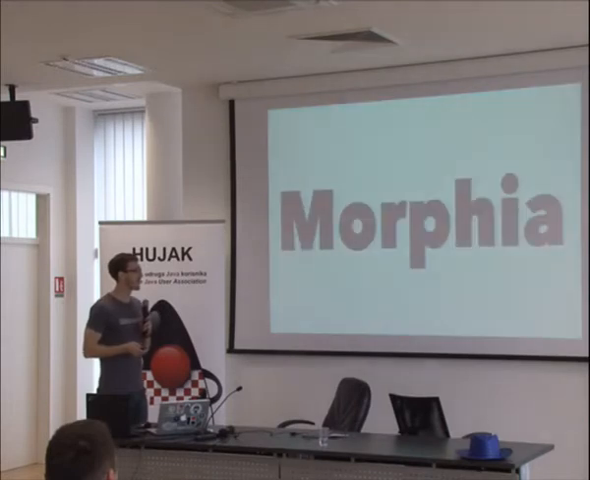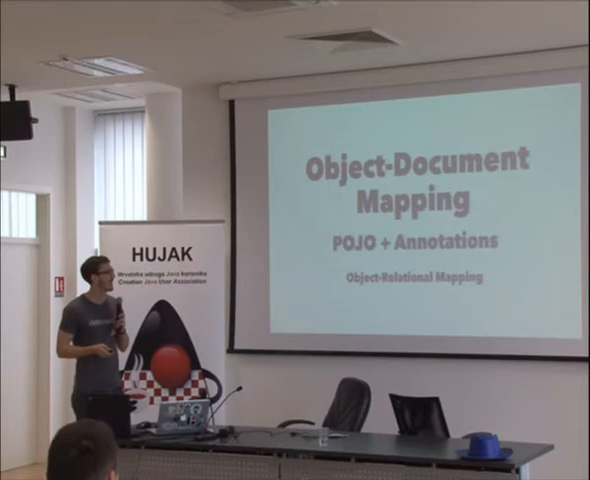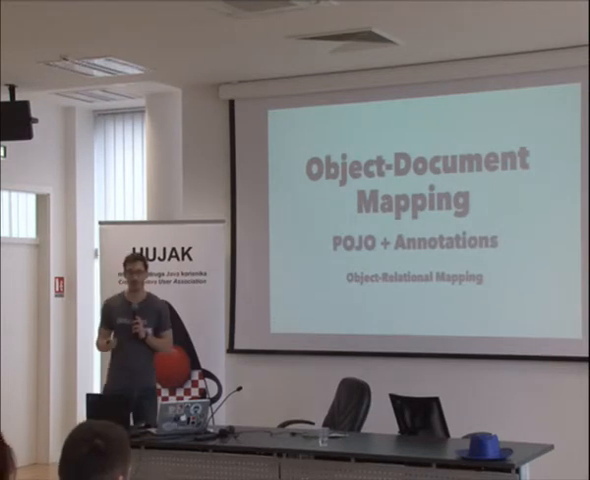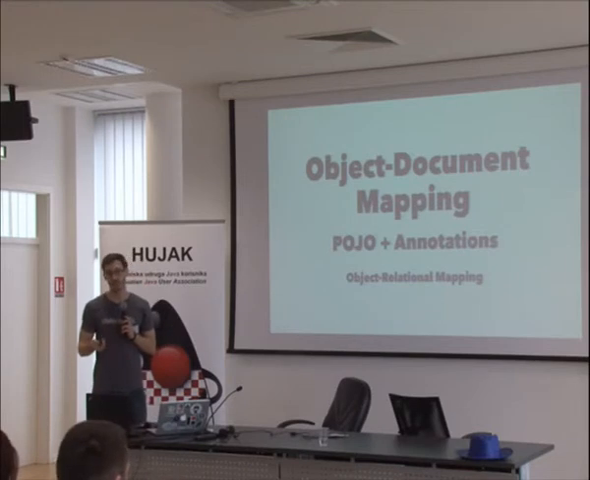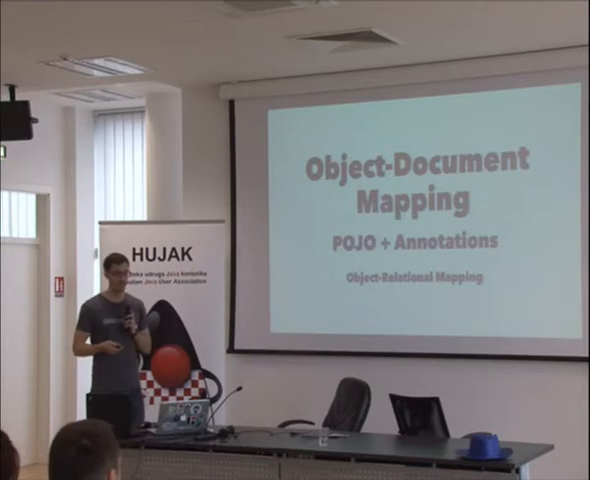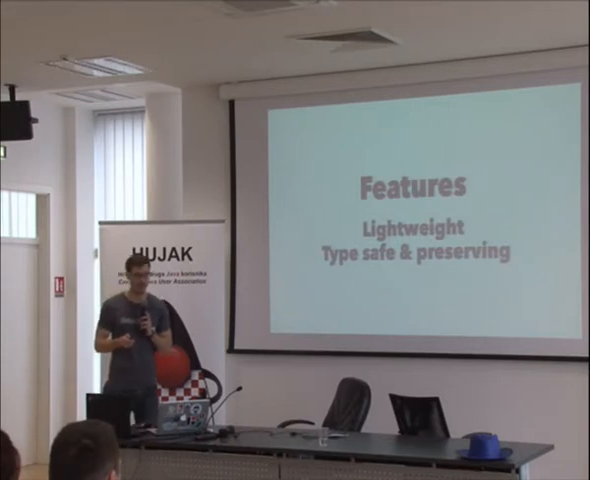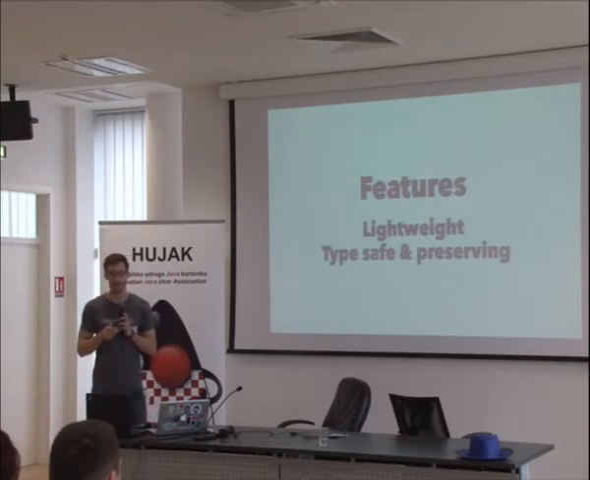So what can you use instead? Morphia is the JPA-like mapper built on top of that. It's not an object-relational mapper because there are no relations in MongoDB, but it's an object-document mapper because there are only documents. So it's just POJOs, plain old Java objects, plus annotations. It's generally relatively lightweight, and it's type-safe and type-preserving. So you don't have to mess around with your types or do any casts on your own. That's what the library does for you.